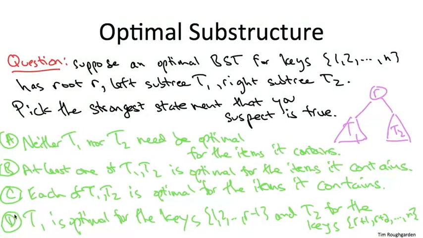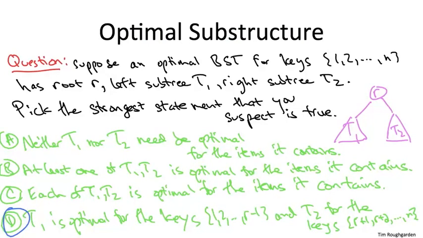Okay, so the answer I'm looking for is the fourth one, D, which is the strongest statement of all. So the first point is that each of the trees, T1 and T2, now as subtrees of a binary search tree, are of course themselves binary search trees, valid for the keys that they contain. And not only can they be viewed as search trees on the keys they contain, but the claim, which we'll prove on the next couple slides, is that they are indeed optimal. They minimize the weighted search time over all possible search trees for the objects contained in those two trees.